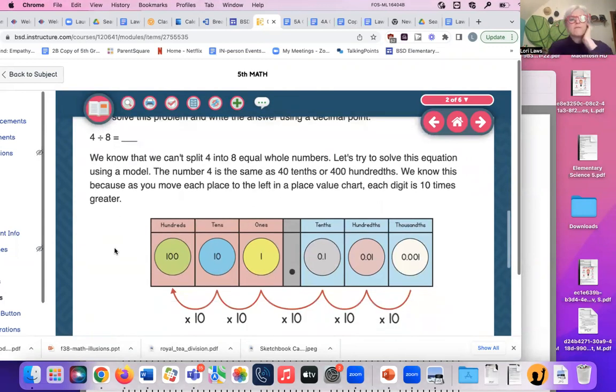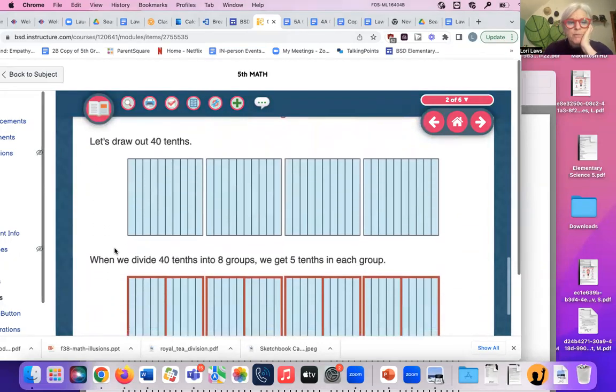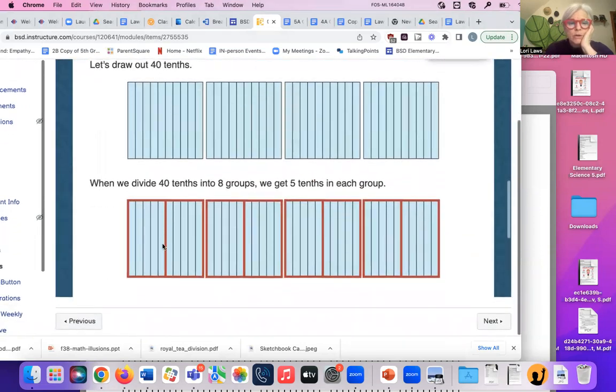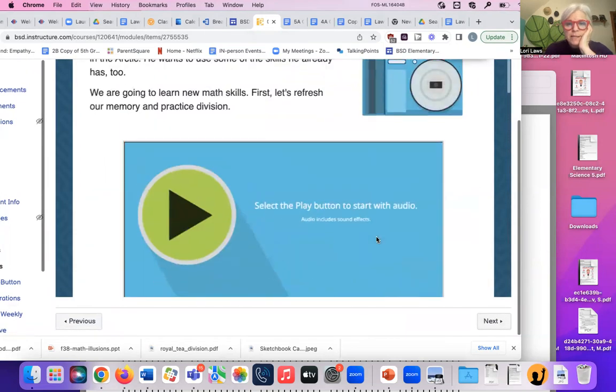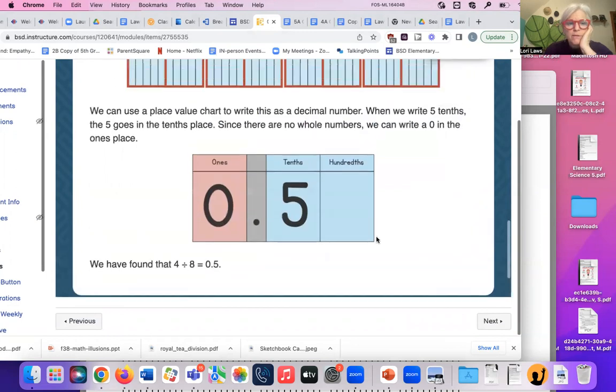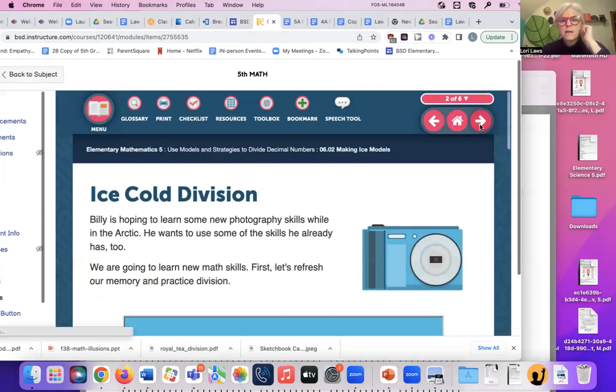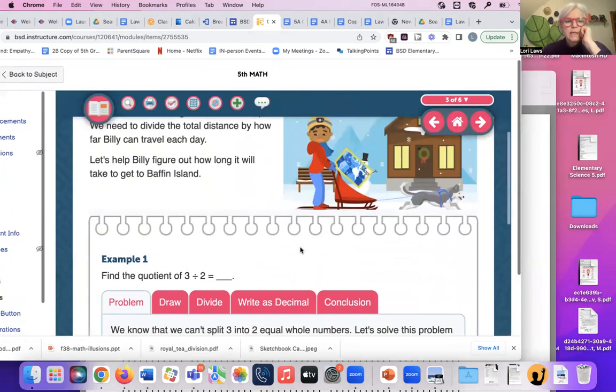But you don't write down 5 because it's not like they're getting 5 whole cakes. You have to write it as 0.5. So here's the 40 tenths, split up into 8 groups for the 8 people, and everybody gets 5 pieces of cake, which is the same as 0.5. There it is.